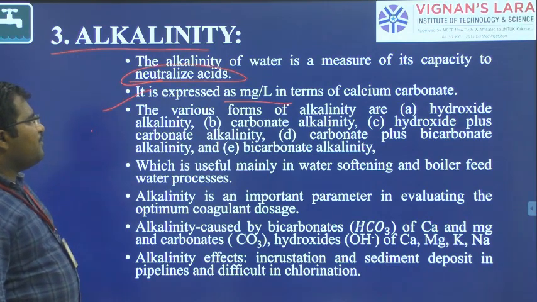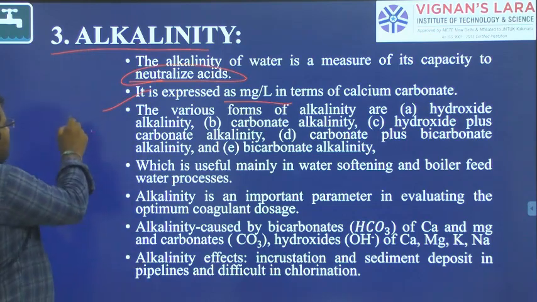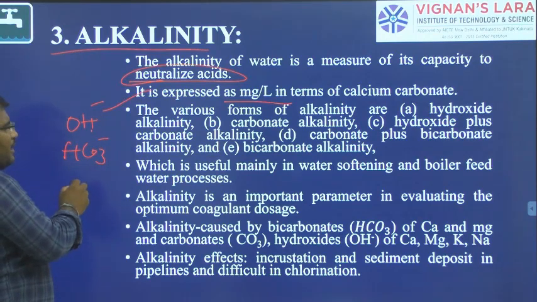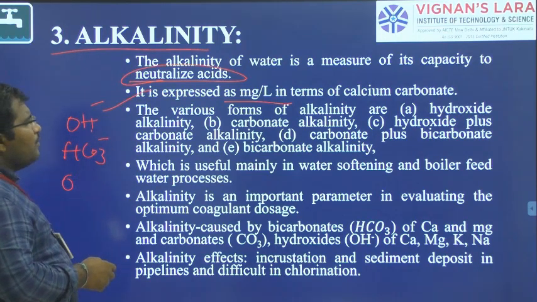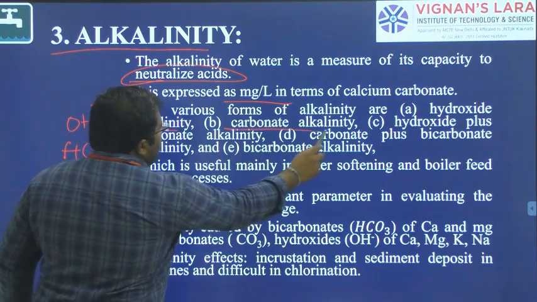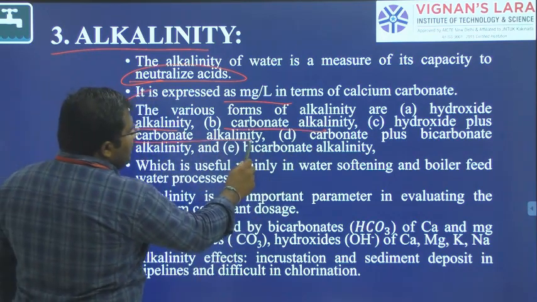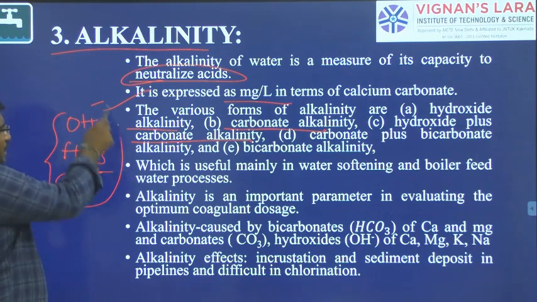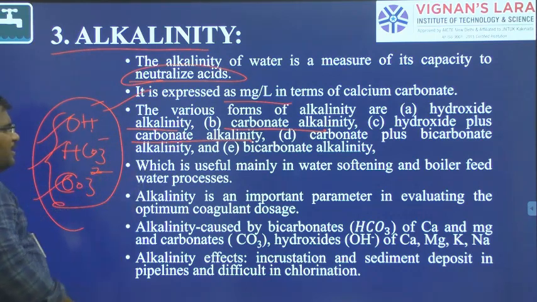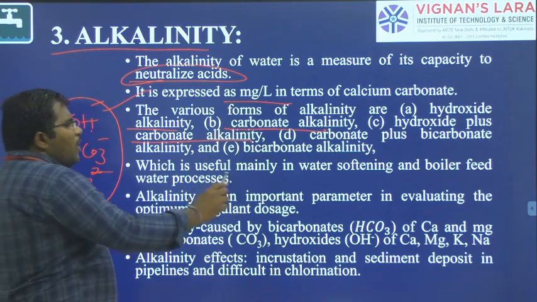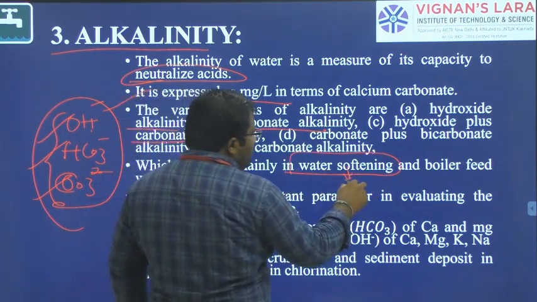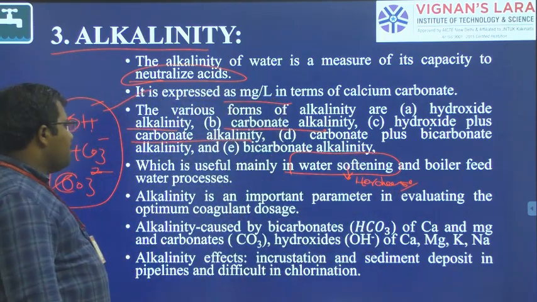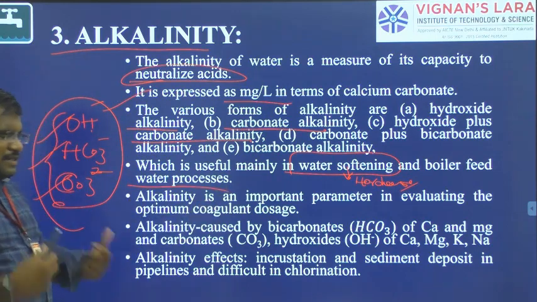Next, the various forms of alkalinity are hydroxide alkalinity, bicarbonate HCO3 minus alkalinity, and carbonate alkalinity CO3 2 minus. Three kinds will be there, mainly hydroxide, bicarbonate and carbonate. This is useful mainly in water softening. Softening means we remove the hardness; water may have hardness due to some minerals inside it. It is also useful for boiler feed water in industrial processes.